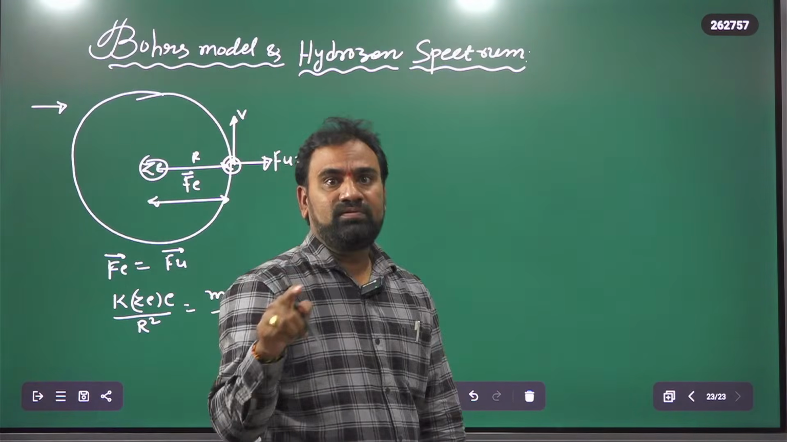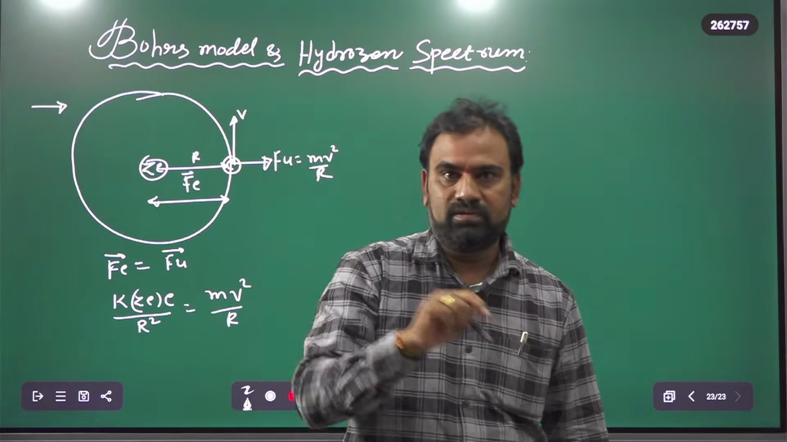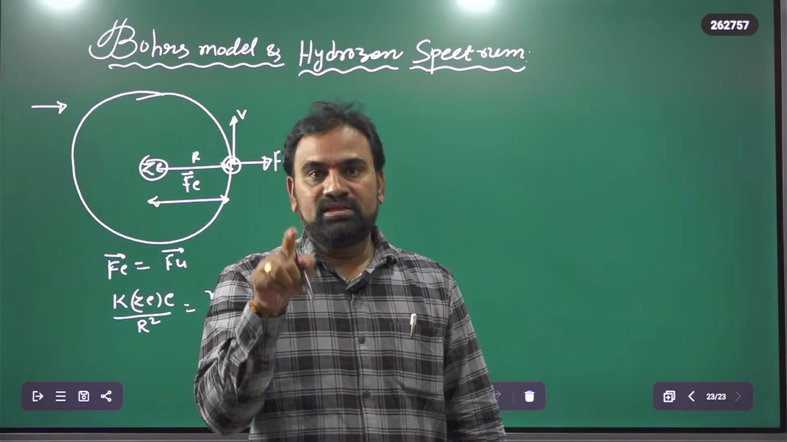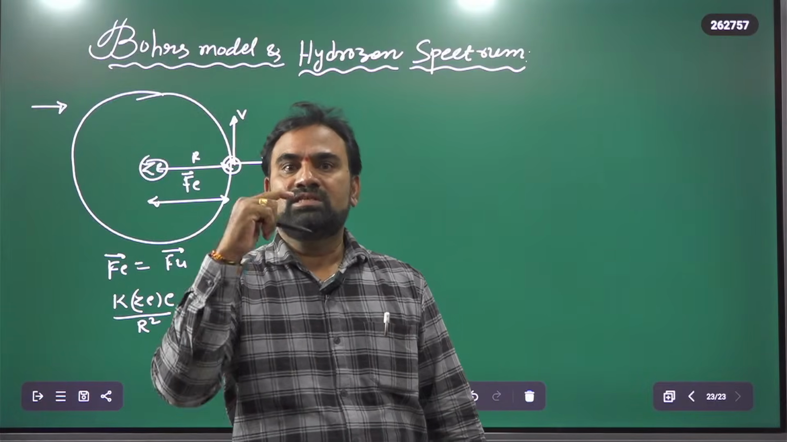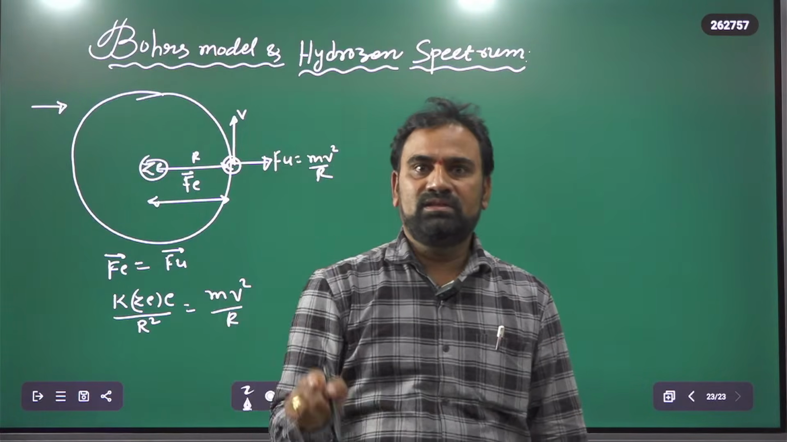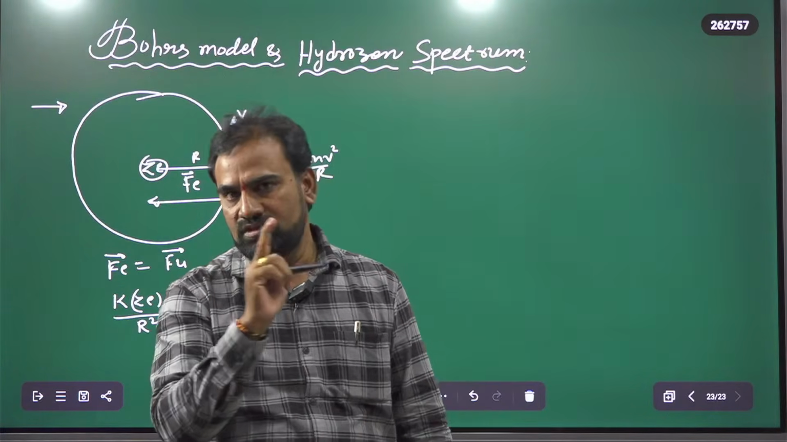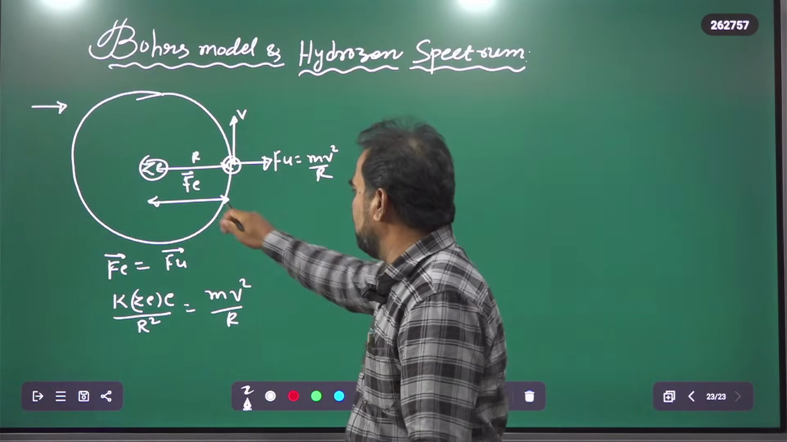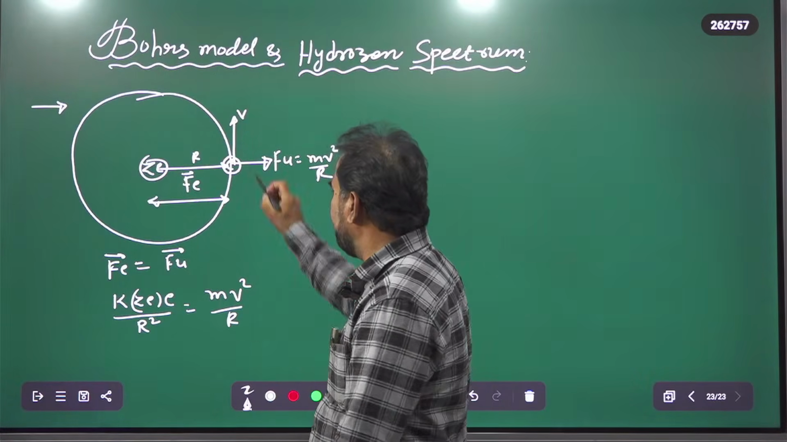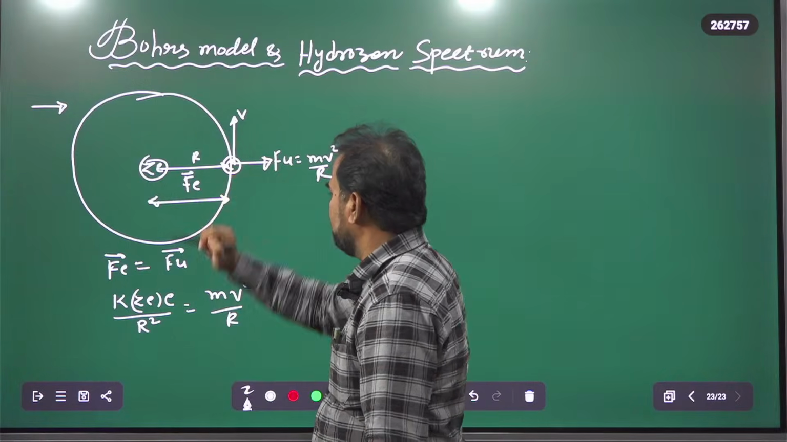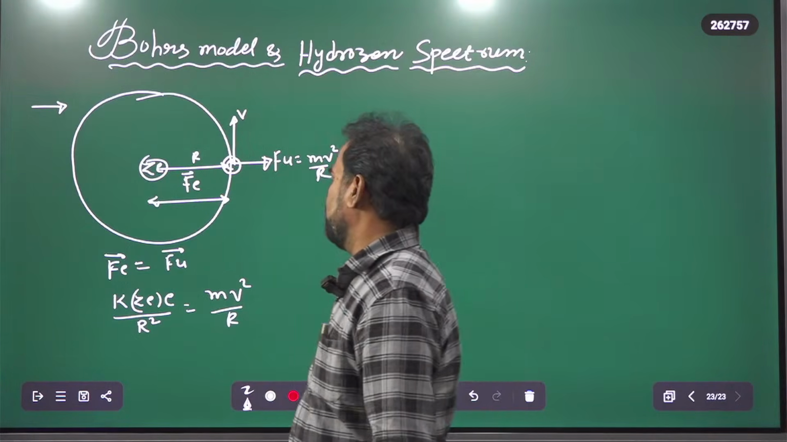The electron is revolving around the nucleus in a circular orbit. When it is revolving in a circular orbit, the centrifugal force balances the electrostatic interaction force between the nucleus and the electron. This is the first postulate.